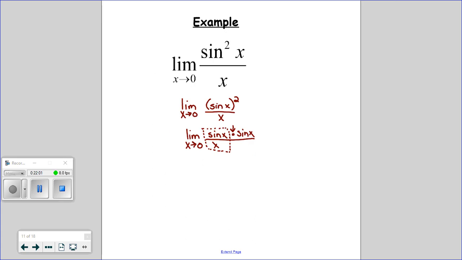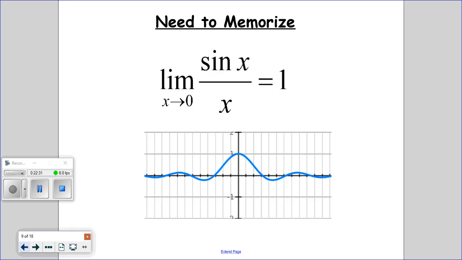So I really can look at this as the limit as x approaches 0 of sine of x over x times the limit as x approaches 0 of the sine of x. Okay, well this one we now know. As x approaches 0, sine of x over x is going to head towards 1. Question? Right. So that's why we're going to memorize this.